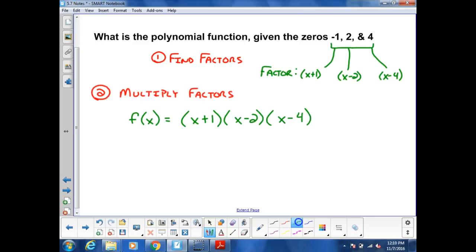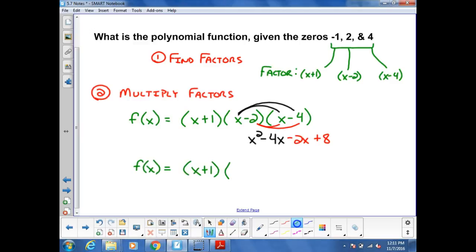Okay? How many can I multiply at one time? 2. Let's take the last 2. Okay? So x times x and x times negative 4. Negative 2 times x and negative 2 times negative 4. So f of x here, then, can be rewritten as x plus 1 times x squared minus 6x plus 8.